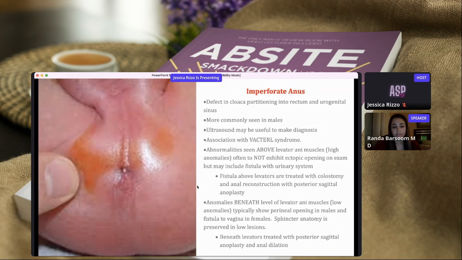Imperforate anus. More commonly in males, associated with VACTERL syndrome. Remember we talked about VACTERL when we talked about tracheoesophageal fistulas. Abnormalities above the levator ani do not exhibit an ectopic opening on exam, but may include a fistula with the urinary system, any part of the GU system, or even the reproductive system. Anomalies below the levator ani will typically show an opening in the males, with a fistula to the vagina in the females, and the sphincter anatomy is actually preserved here. Next.